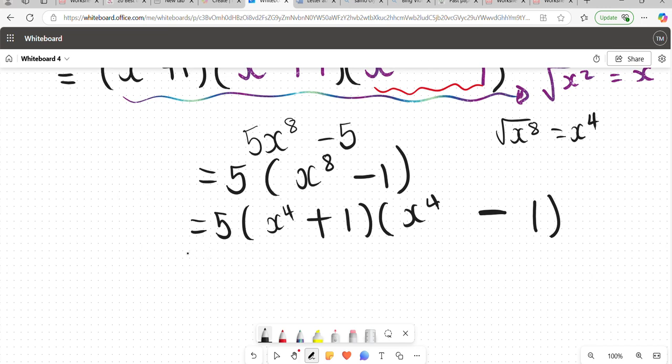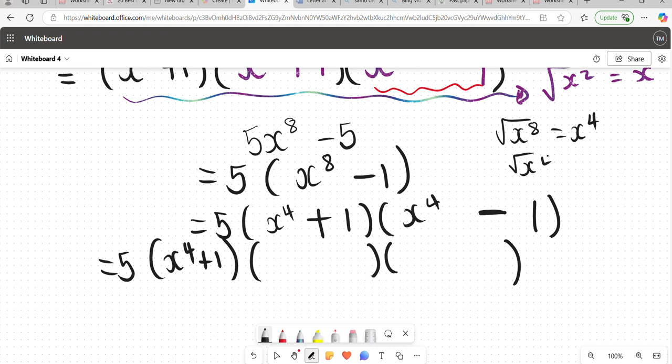And then at this point, if you guys are screaming, you should be screaming, you should be excited, you should be seeing the other difference of 2 squares that pops up here. So this is a square and this is a square, and since there's a minus between it, it's another difference of 2 squares. So I need to factorize this guy further. I keep my 5. I keep my sum of 2 squares. Again, that cannot be factorized, so you keep it. Then I do this guy.